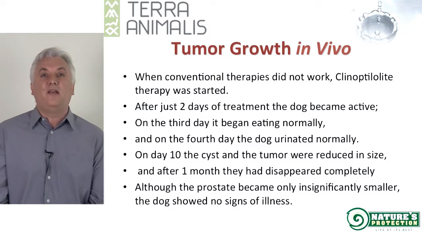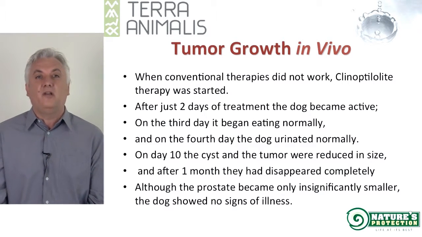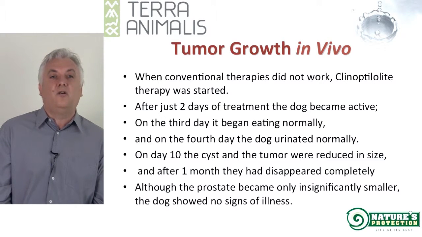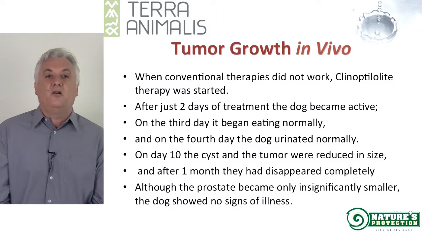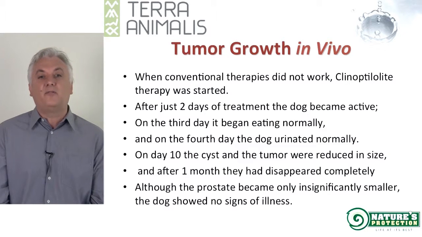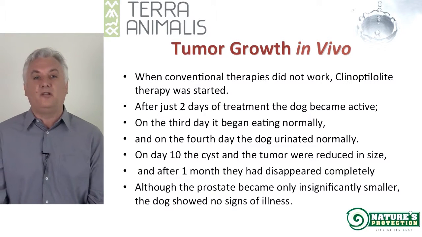After just 2 days of treatment, the dog became active. On the 3rd day, it began to eat normally. On the 4th day, the dog urinated normally. On day 10, the cyst and the tumor were reduced in size. And after 1 month, they had disappeared completely.